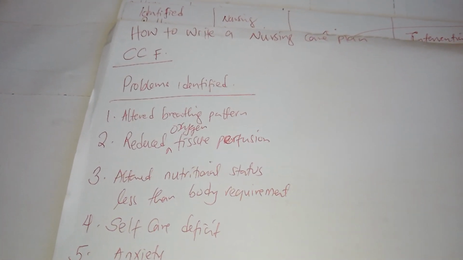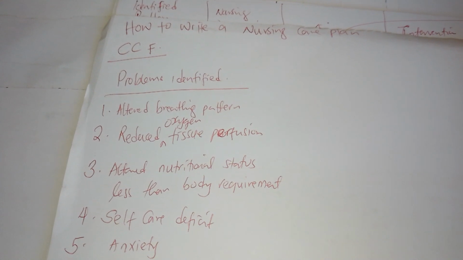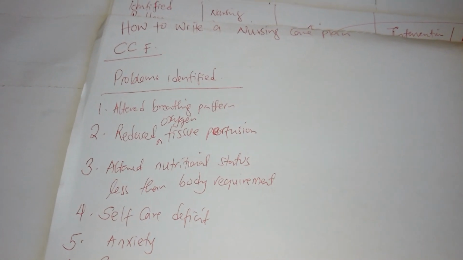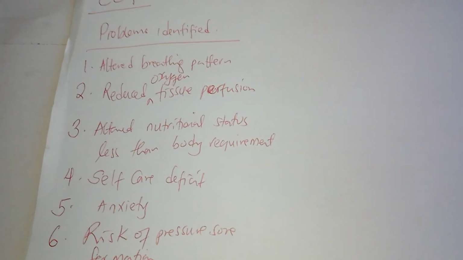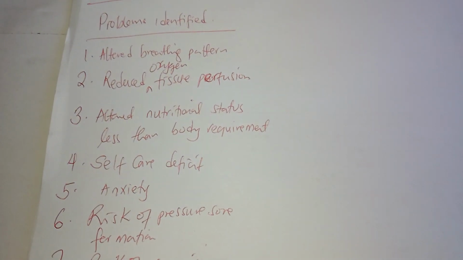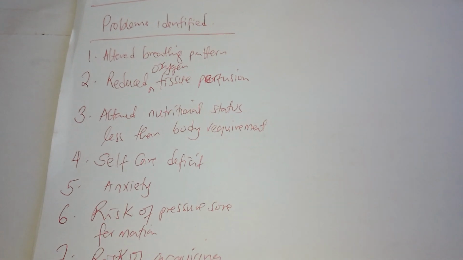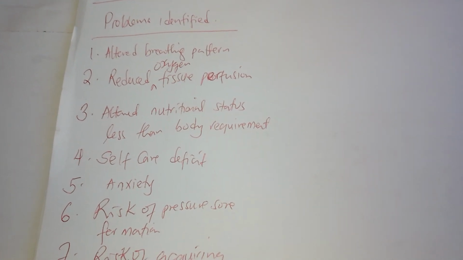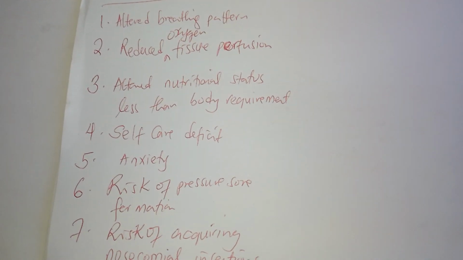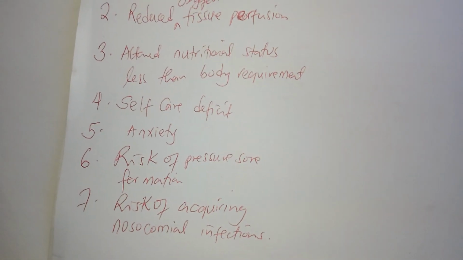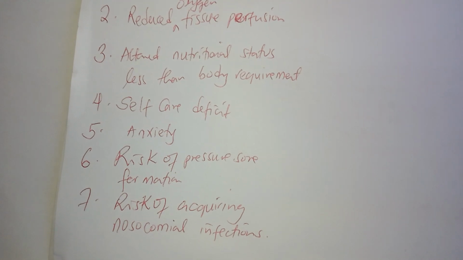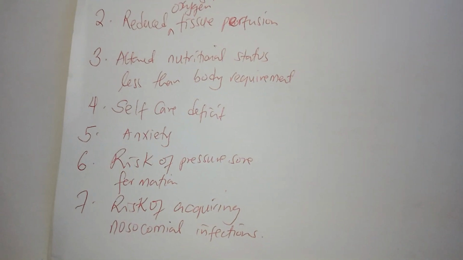Okay, so I already wrote the problems. I just want to run through how to write the rest of the problems. So the 7 problems that we identified were altered breathing pattern, reduced oxygen tissue perfusion, altered nutritional status less than body requirements, self-care deficit, anxiety, risk of pressure sore formation, risk of acquiring nosocomial infections.